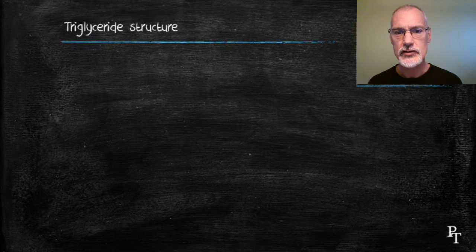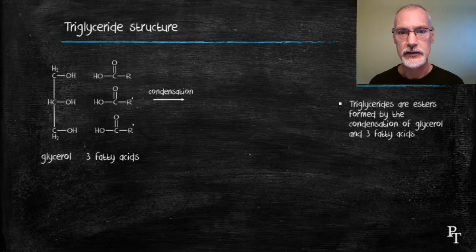First of all, to make a triglyceride, you begin with a glycerol molecule that has 3 hydroxyl groups attached to it. And to it you attach 3 fatty acids. Fatty acids are basically long-chained hydrocarbon carboxylic acids, usually somewhere between 17 and 22 carbons in length.